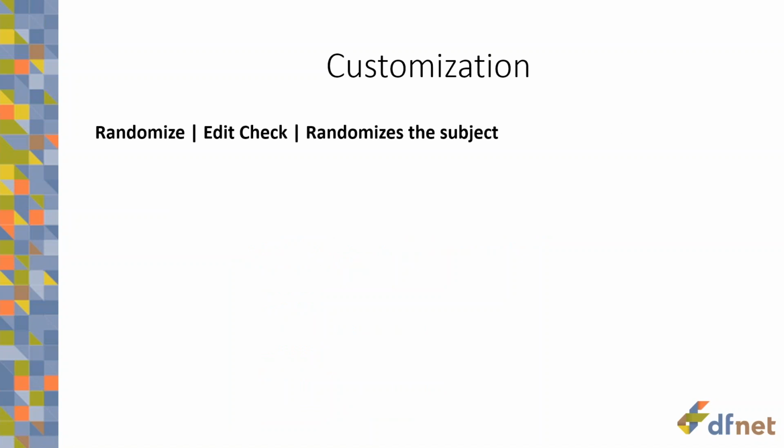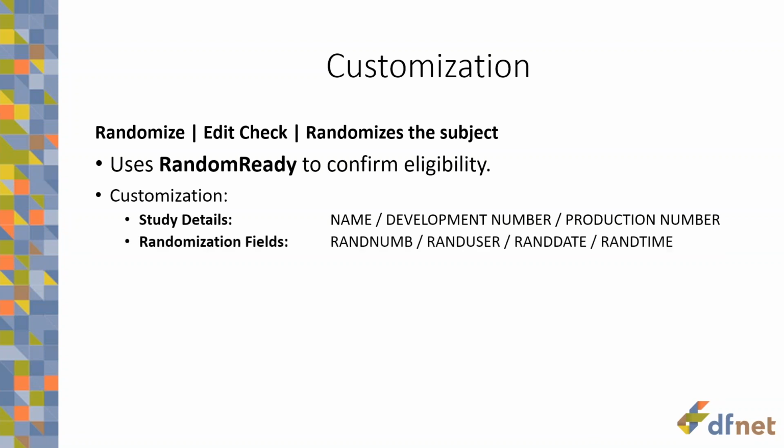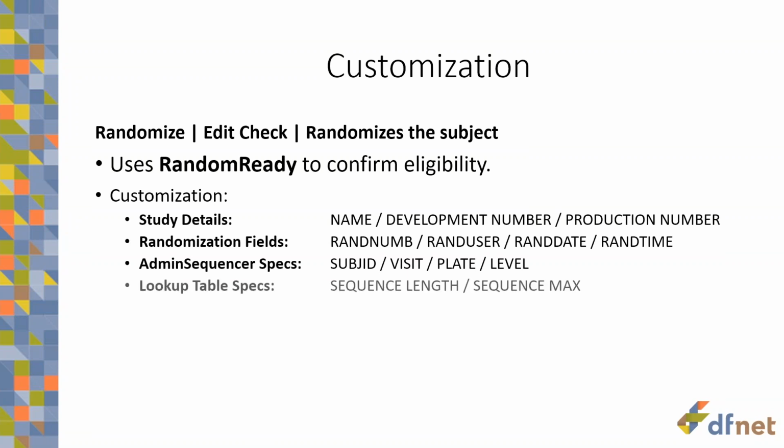And then the final piece, which is the most advanced one, is the actual randomization edit check. So this randomizes the subject. It uses random ready, which we customize to confirm eligibility. And its customization goes into a lot of categories, and we're going to cover each one of these. Study details, you can specify the name, development number, production number, which point to the right field. So what are the field numbers for the randomization number, the username field, the date field, the time field? Where is the admin sequencer located? So specifications about the subject ID, visit, plate, level.